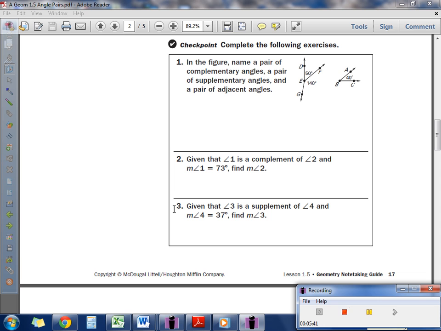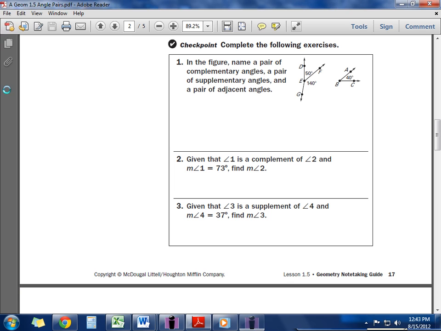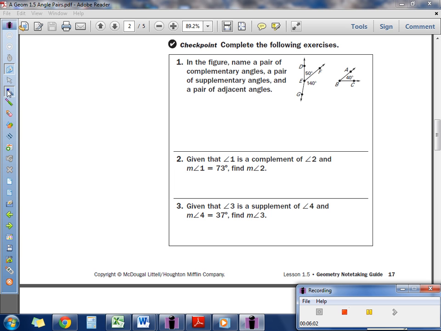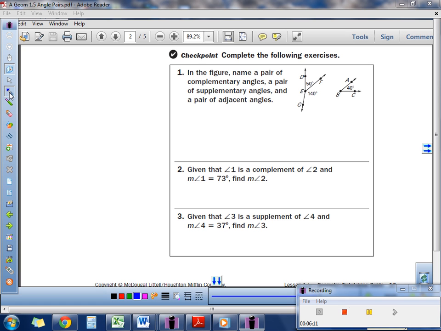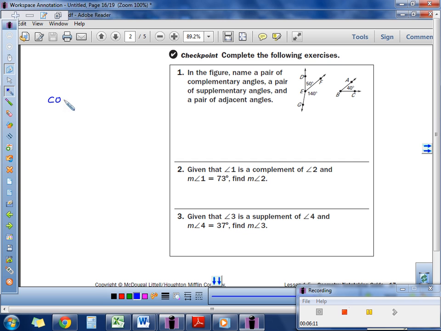Let's do number 1. It says in the figure, name a pair of complementary angles, supplementary, and adjacent angles. Which ones are complementary? The 50 and the 40. So we have to name them. So I would say the complementary ones would be angle DEF. And what did you all say? ABC. That's exactly the same names that I would use.